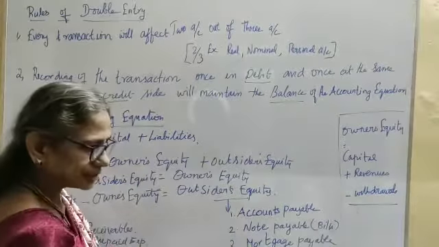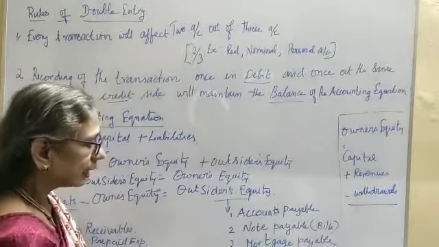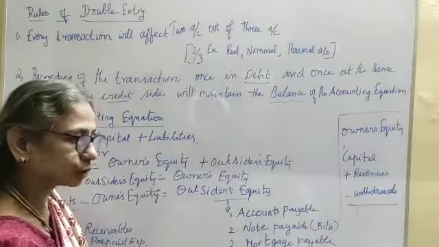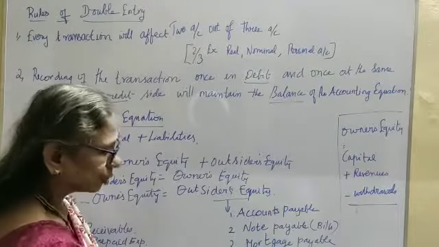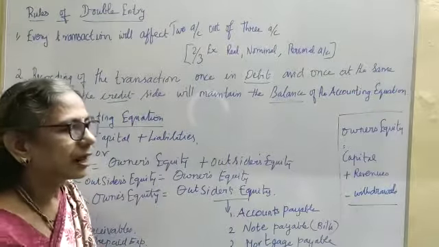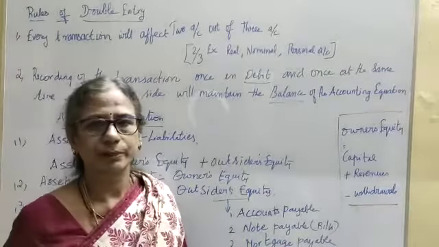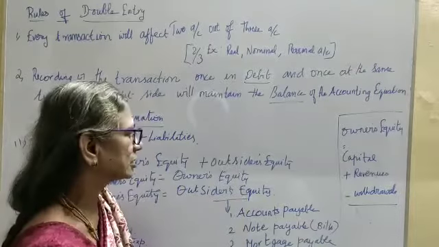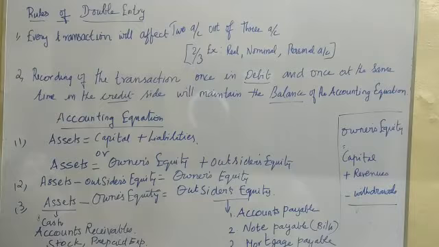Notes payable, that means bills to be paid to the suppliers of raw materials or goods and services. And mortgage payable. If you have taken any loan by pledging some assets of the business, you have to pay that money. It may come under current liabilities, or sometimes on a long-term liability basis also.